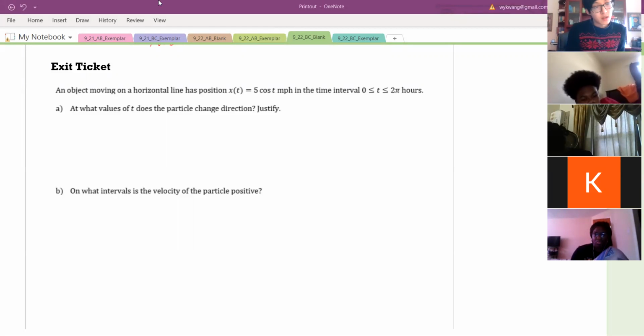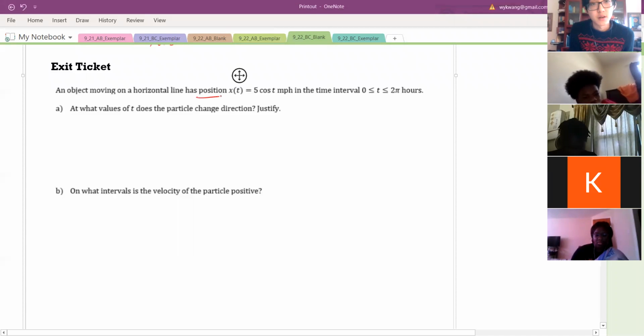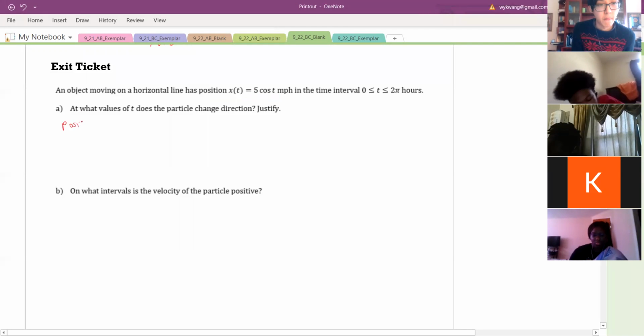Okay, so let's just read this problem. An object is moving on a horizontal line and it has the position, right? We're told that this is a position function of x of t equals 5 cosine of t miles per hour in this time interval from 0 to 2 pi. Okay, cool. So we know this is position. X of t is equal to 5 cosine of t.